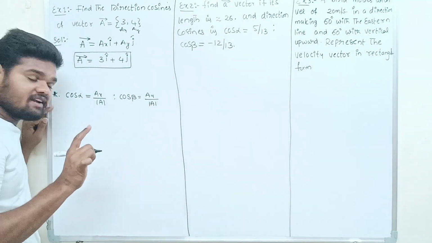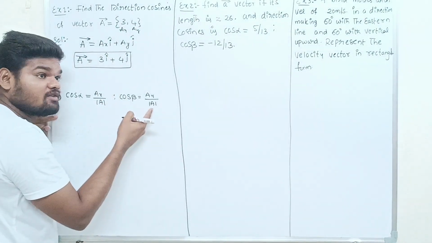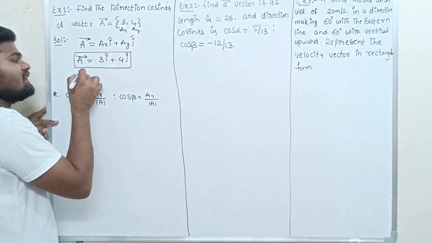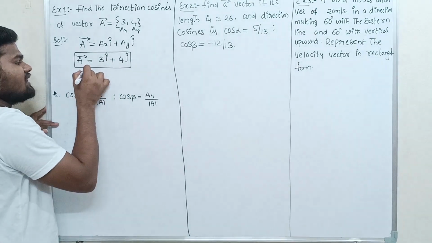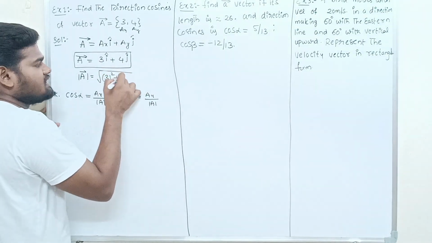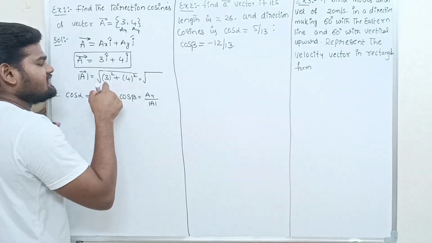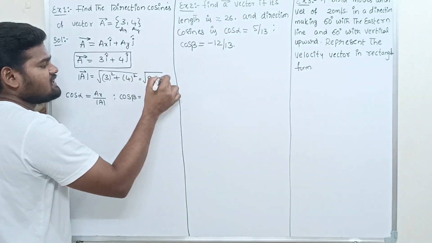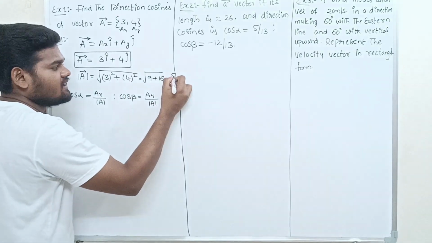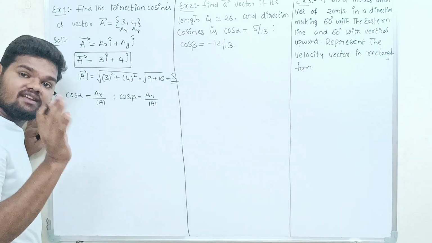Are you getting any doubts? We have the values of ax and ay. What do we have to find? We have to find the magnitude of a. So we have the a bar vector. From this a bar vector, we can find out the magnitude of a bar. That is equal to under root of coefficient of i cap square plus coefficient of j cap square. So that is equal to root over 3 squared is 9 plus 4 squared is 16. 16 plus 9, 25. Root over 25 means what? 5. So the magnitude of a is how much? 5. Are you getting any doubts?